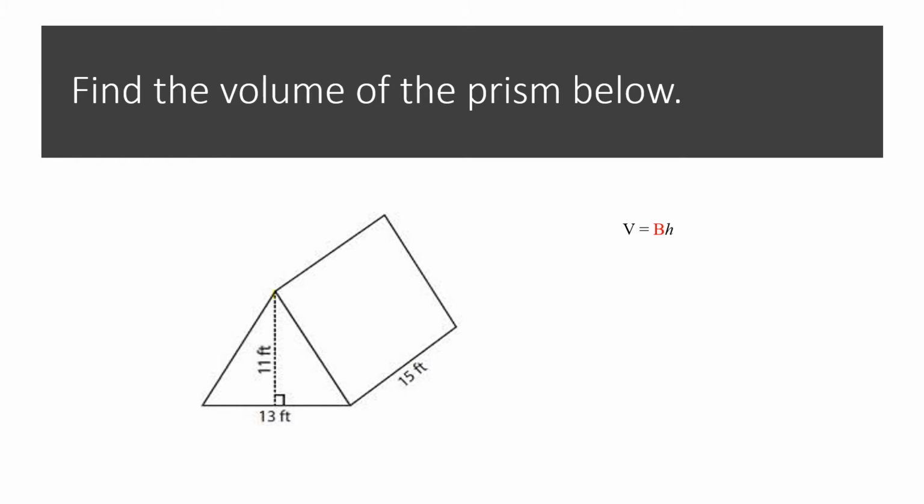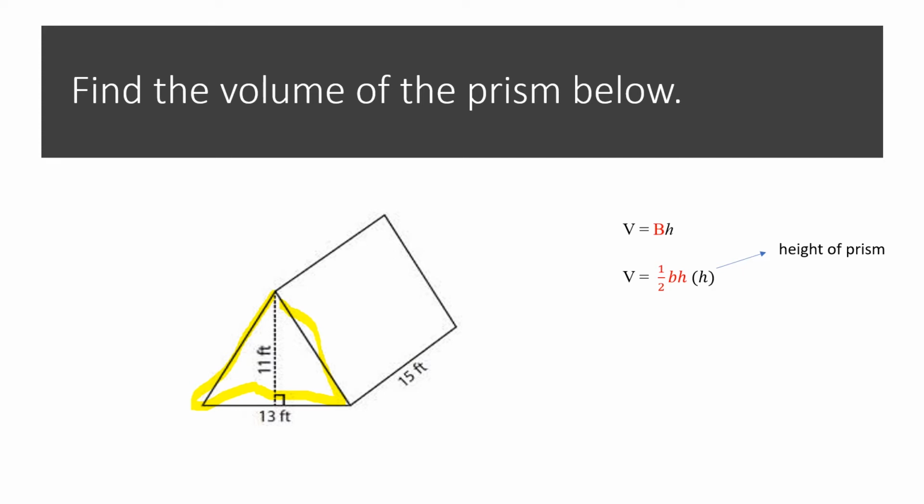So as I look at the base of this shape, I see it's a triangle. So I'm going to replace the capital B with the formula to find the area of a triangle. So notice now it becomes volume equals 1/2 base times height times another height. So this is where, if you recall in the formulas, I said you got to pay attention to two different heights. So the second height is the height of the prism. The first height is the height of the triangle.